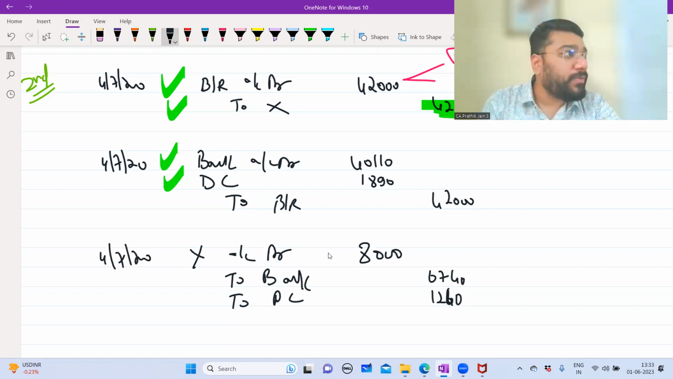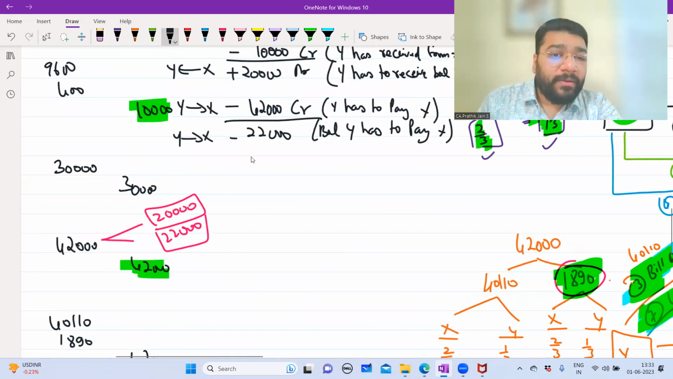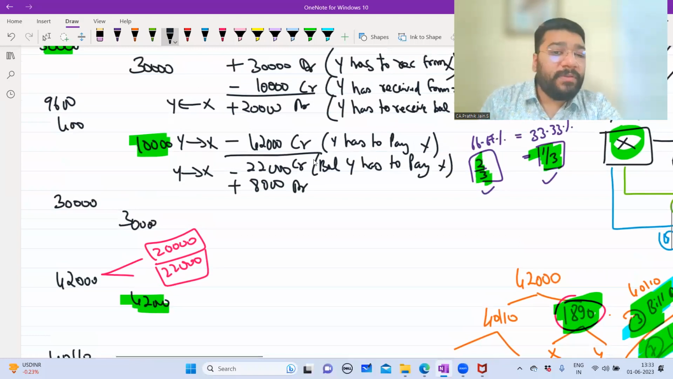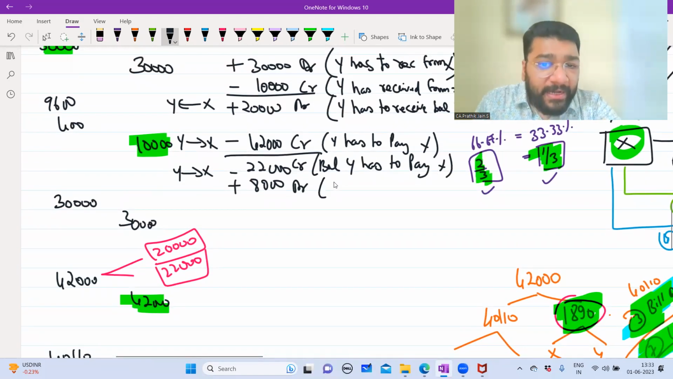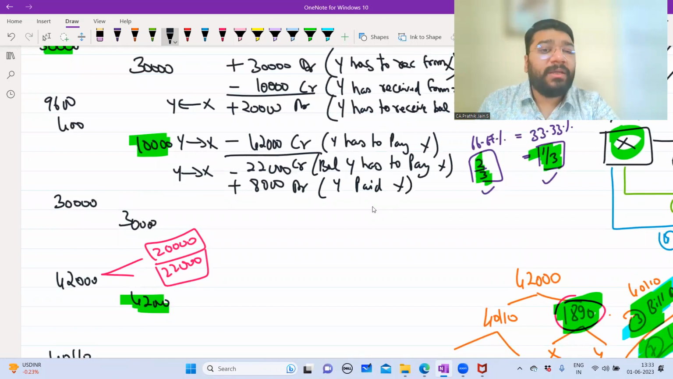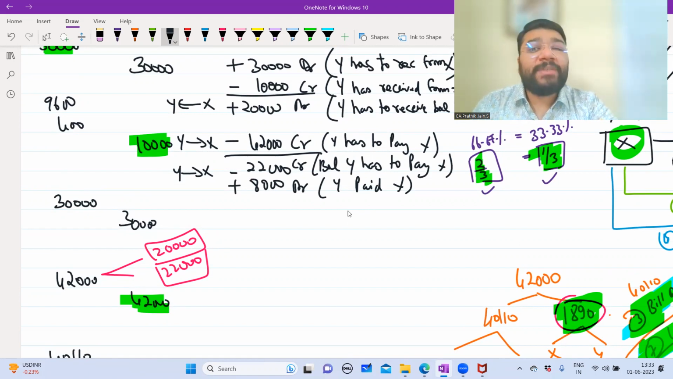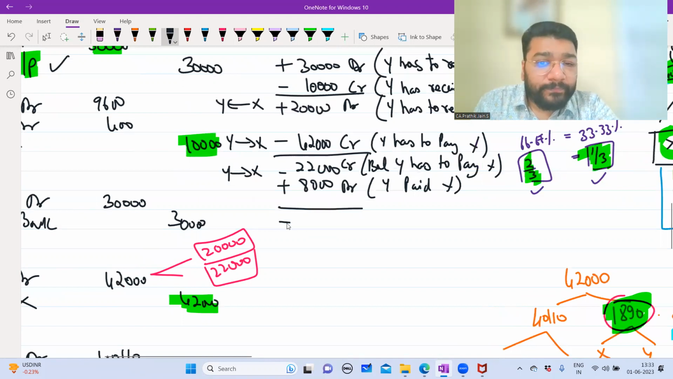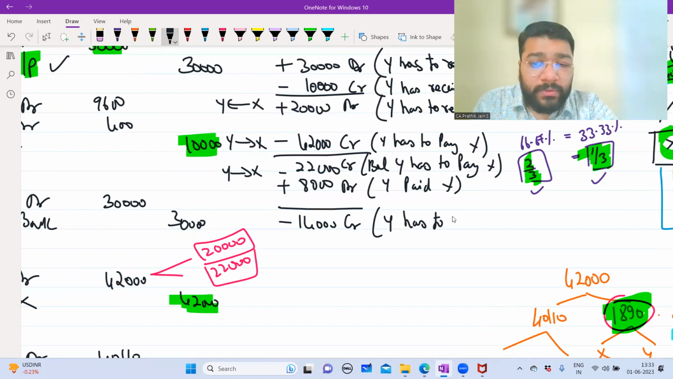So can I say X account debit 8,000. So 22,000 Y has to pay to X. In that, Y paid X 8,000 rupees. Correct, no? Yes, 22,000, who has to pay to whom? Y has to pay to X. In that, how much did Y pay already? 8,000. So how much does Y have to pay more? 14,000 credit balance. So Y still has to pay X 14,000 rupees.